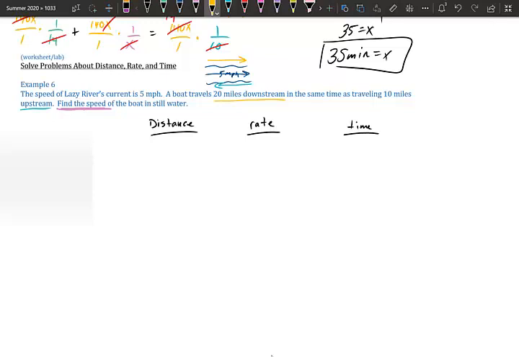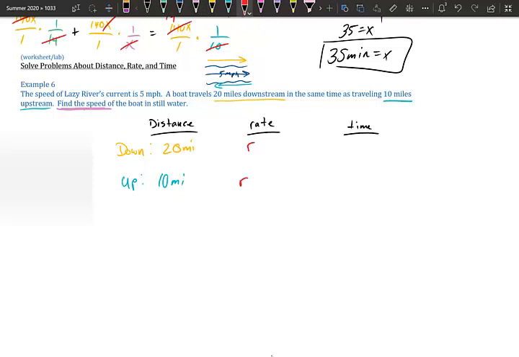So you're going to go slower, right? So downstream, we're doing 20 miles. That's the distance. And then upstream, we're going 10 miles. So that's how far we're traveling. Now we need to know the rate. We don't know the rate, because that's what it's actually trying to find, the rate of the boat. So it's r.